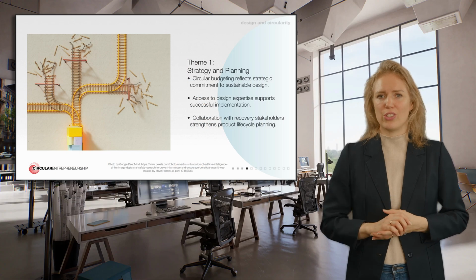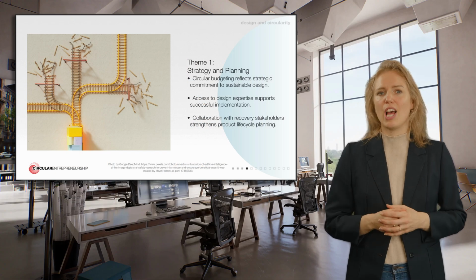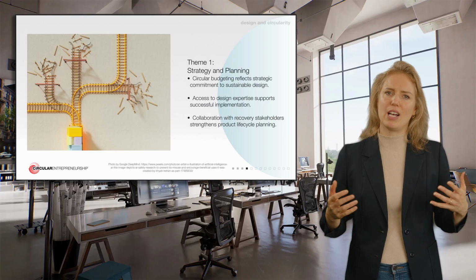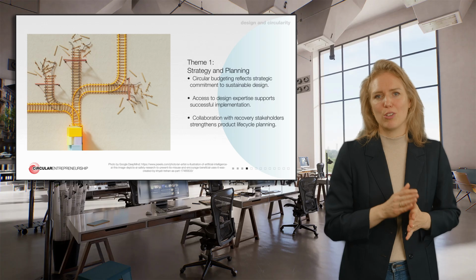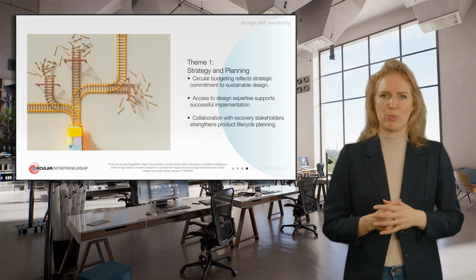Together, these questions form a strategic lens, helping companies evaluate how deeply circularity is embedded in their planning, partnerships, and customer engagement.